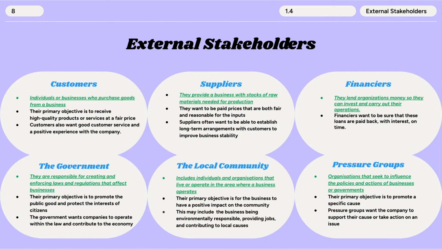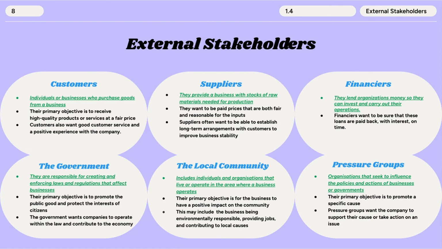And then there's the government. The government is responsible for creating and enforcing laws and regulations that affect businesses, and its primary objective is to promote the public good and protect the interests of citizens. They also want companies to operate within the law and contribute to the local economy. So, for example, the companies must create new job opportunities within a society, and this is something that the government expects.